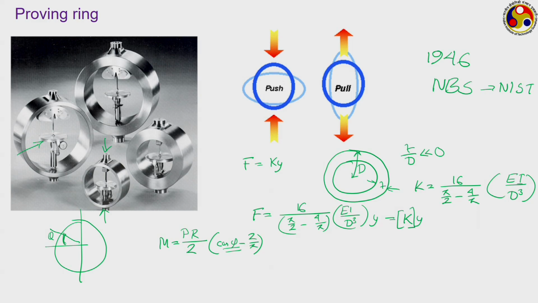So, proving ring is another quite common type of elastic transducers used for measurement of large forces. Let us move to the next one, piezoelectric load cell. Okay. While the mechanical weighing systems, proving rings etc.